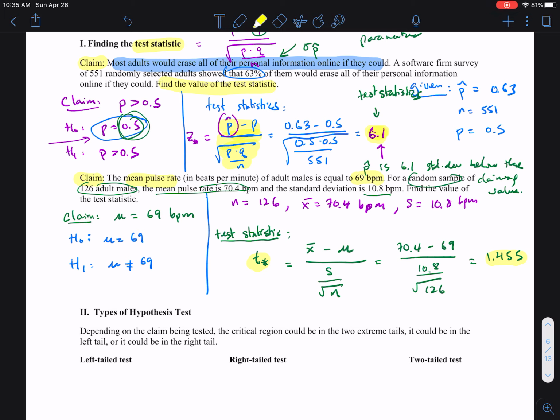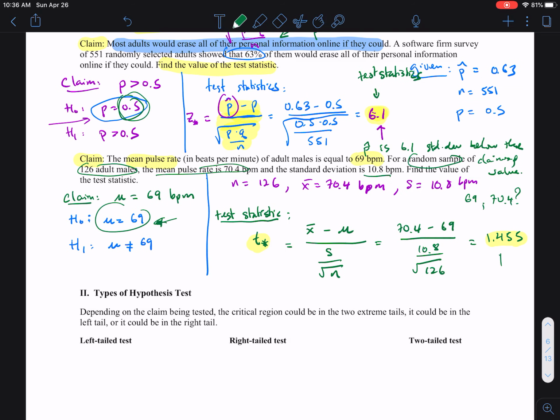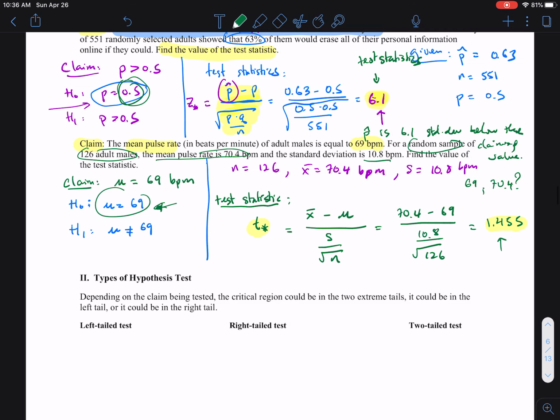So is this significantly below, or is this above? If 69 is the claim value and the sample value is 70.4, is that pretty close? Does it show that the claim is true? I would say so. It's only 1.4 standard deviations. We'll find out more in the next couple of examples how we determine where the cutoff point is. But that is the test statistic for this sample.